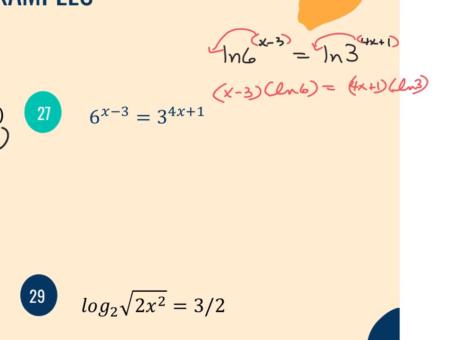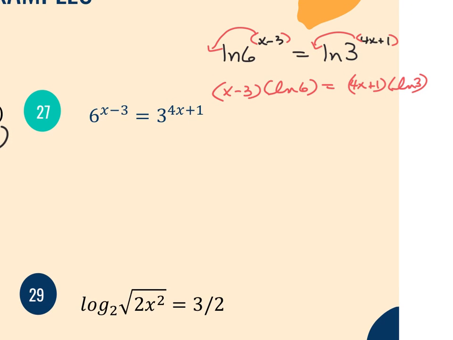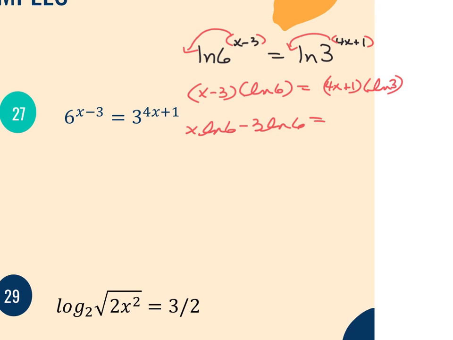We need to distribute. So I'm going to distribute the x to the ln 6 and the negative 3. Then I'm going to do the same thing on the right side. Distribute first the 4x and then the 1.